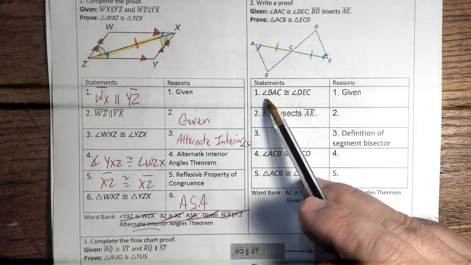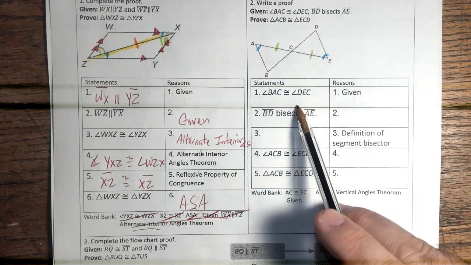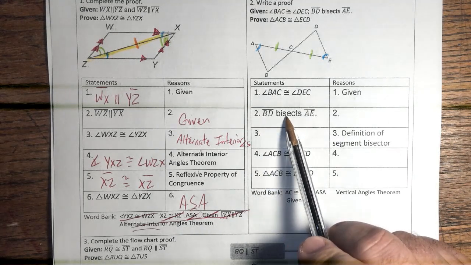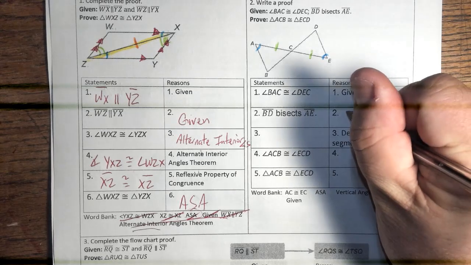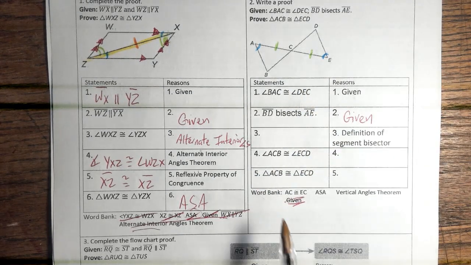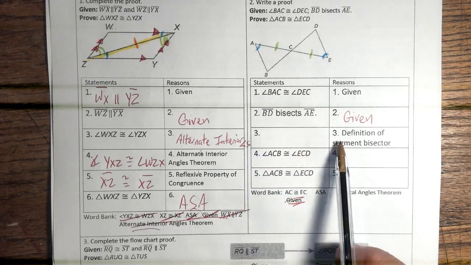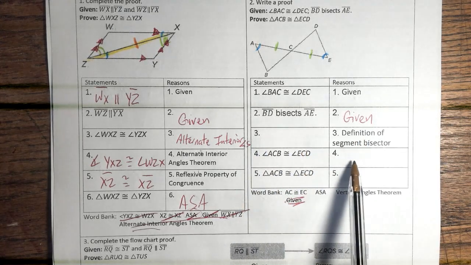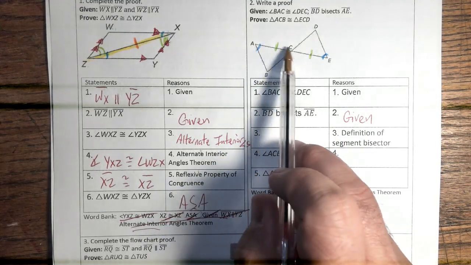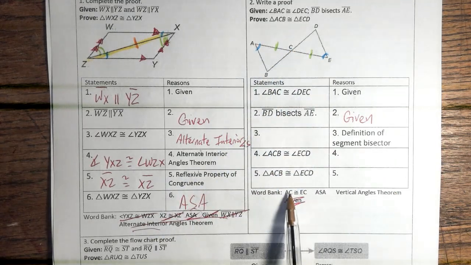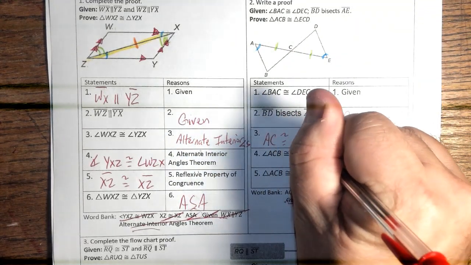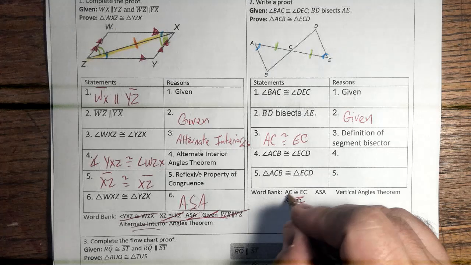So number 1, BAC is congruent to DEC, and that was given. It told us both of those. Number 2, BD bisects AE. That was a given. All right, number 3, statement is blank, but it says definition of a segment bisector. Oh, this bisects here. So AC and EC, maybe? AC is congruent to EC, and that's because it's a segment bisector.